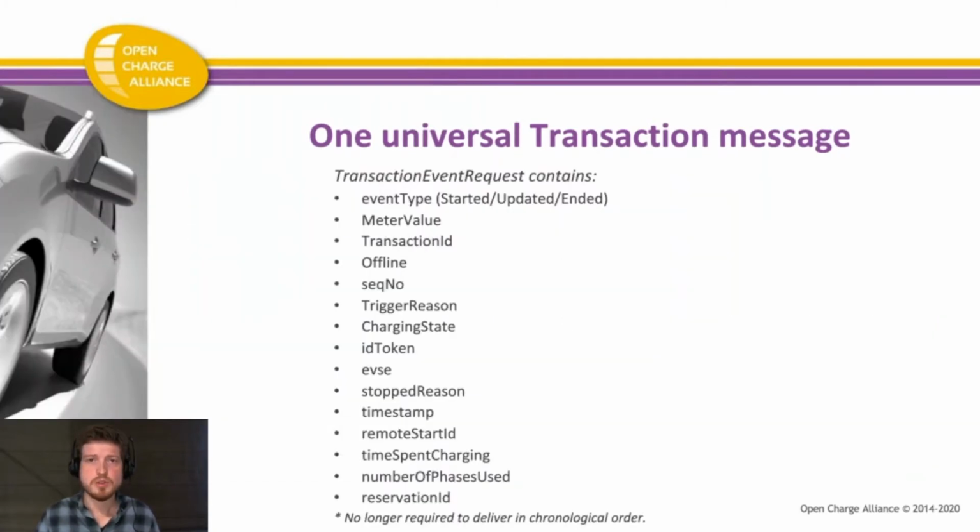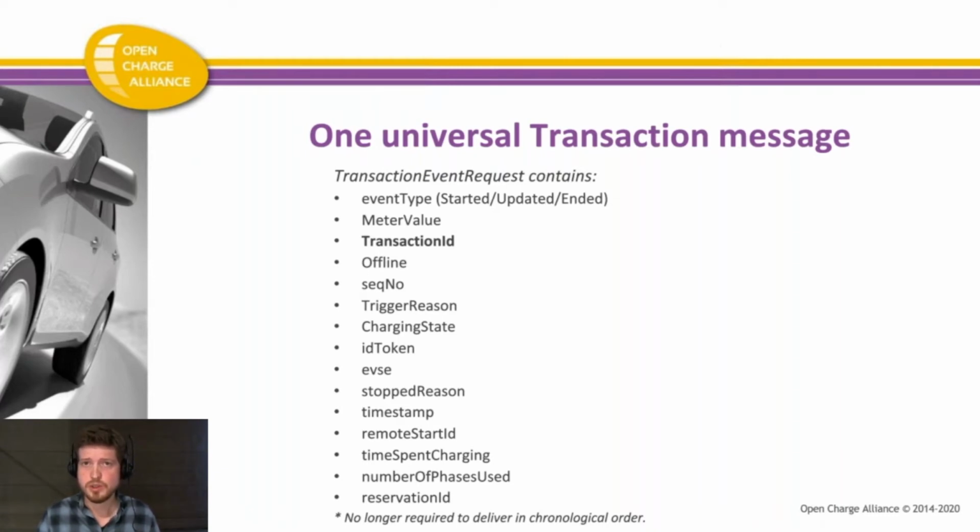These are all the fields contained within the universal transaction event message. I want to quickly go over the important fields. These first two I already mentioned in the previous slide. So the event type: started, updated, and ended, and the meter value. This is the transaction ID.